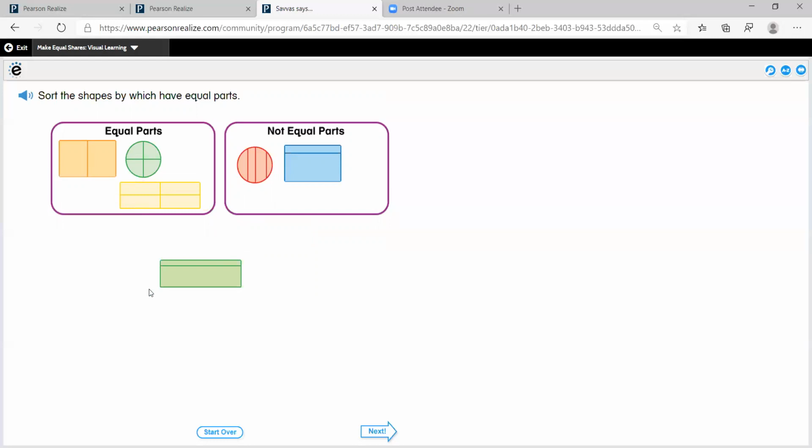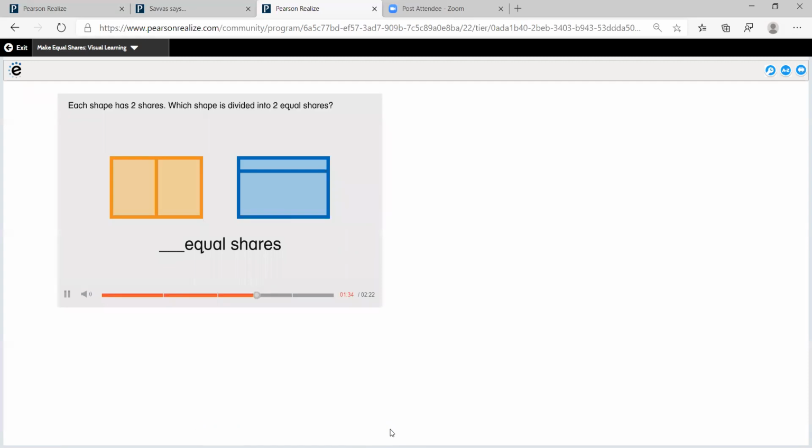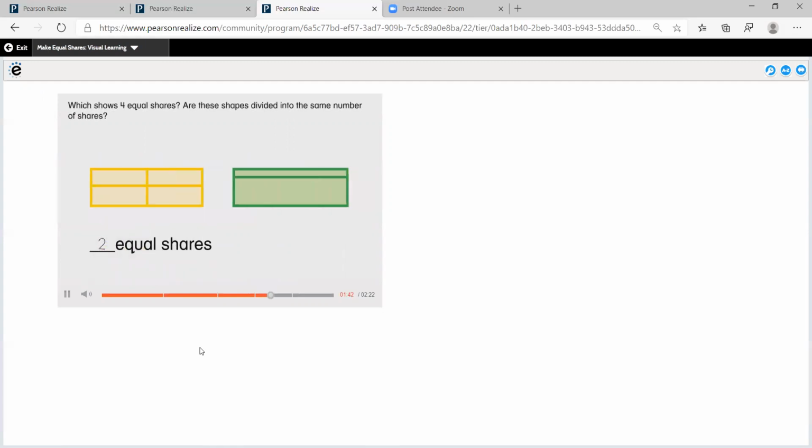And last, we have our green rectangle that's been divided into 2 pieces, equal or not equal. Think your answer. Say your answer. Correct. This is not equal. The top share or part is much smaller than the bottom share. The orange shape is divided into 2 equal shares, which shows 4 equal shares.